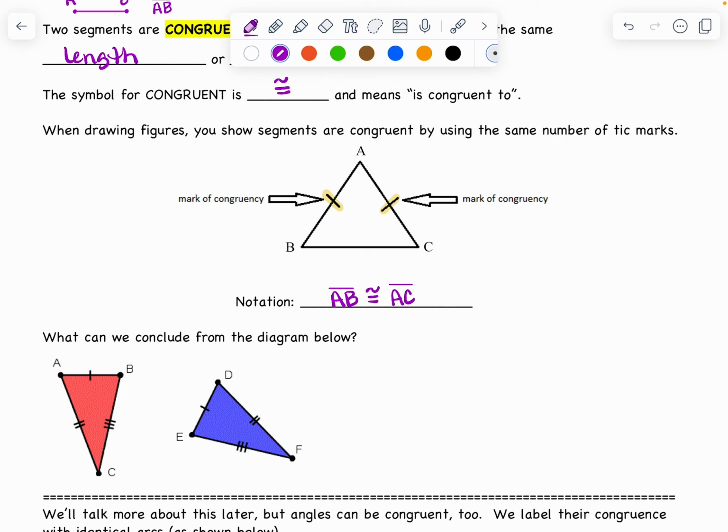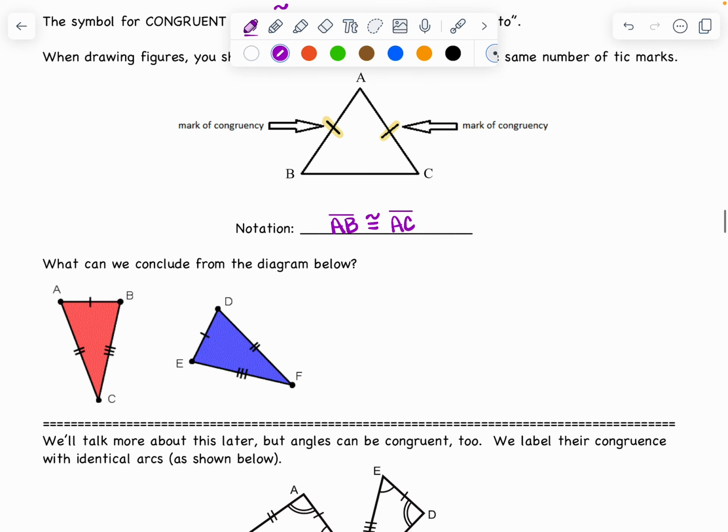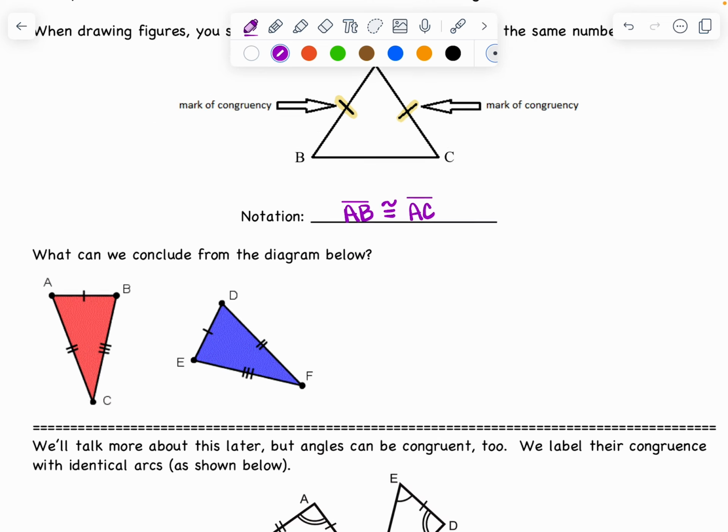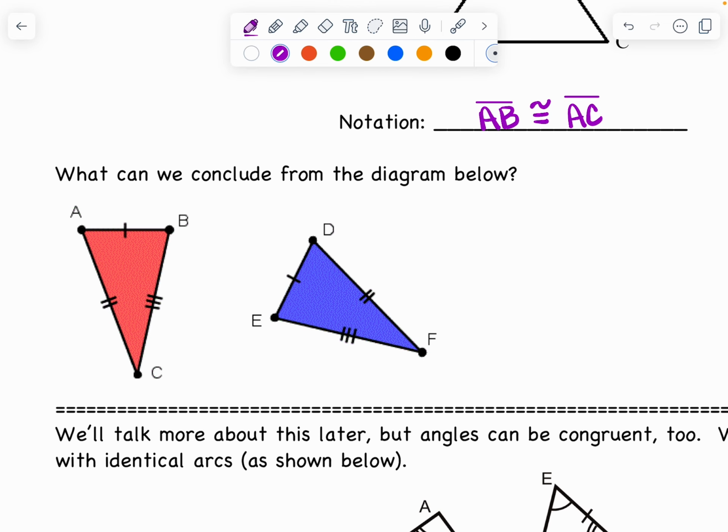Now, if there's more than 1 pair of congruent segments in your picture, then we use more hash marks or tick marks, right? So as you can see in this red and blue triangle down here, right, we have a single tick mark on AB and a single tick mark on ED. So we know those 2 segments are congruent to one another, right? And then I see a double tick mark. That means it is congruent to the double tick mark over here.